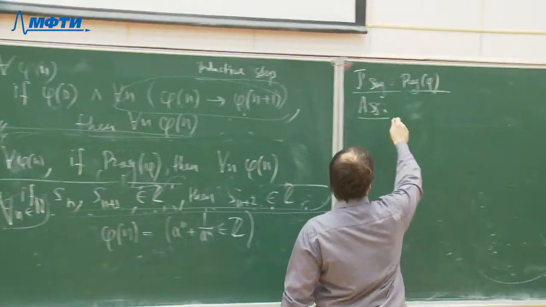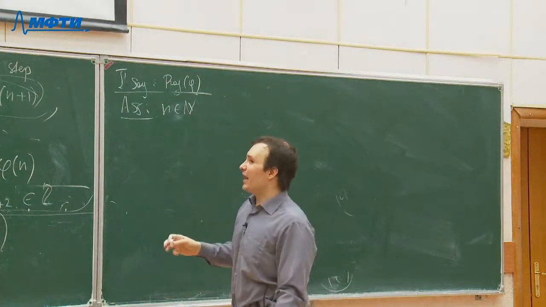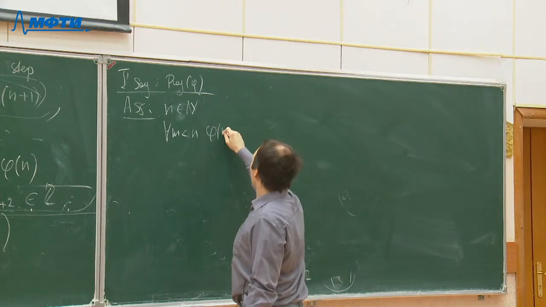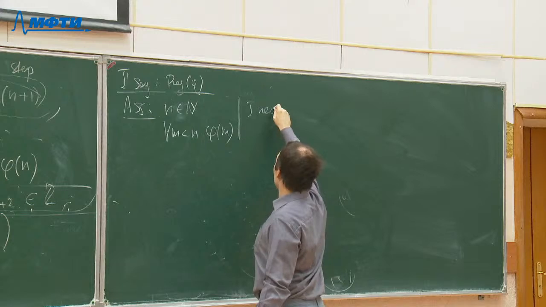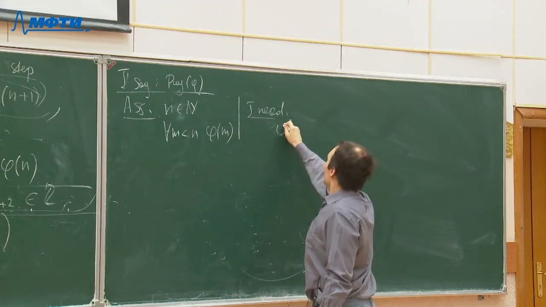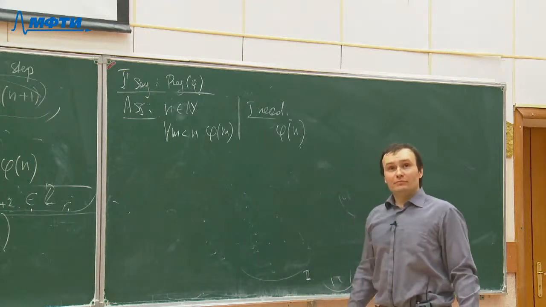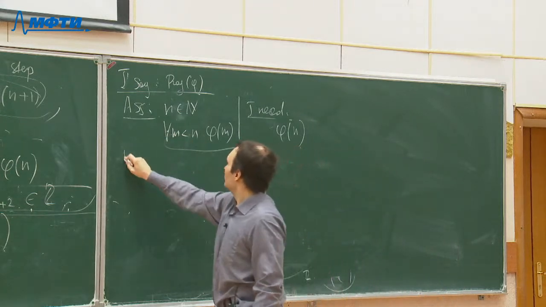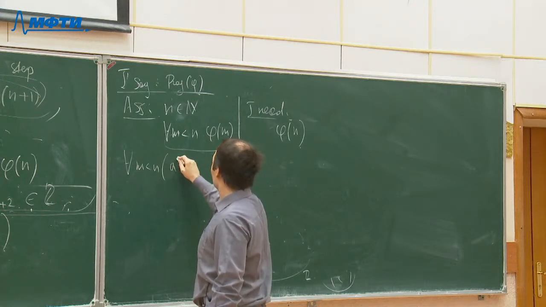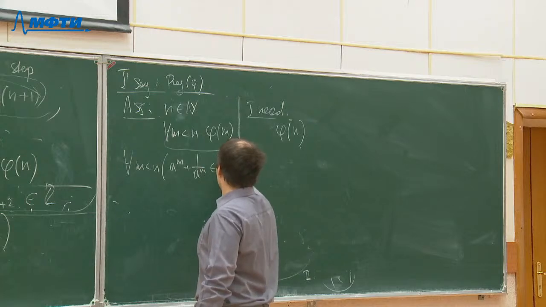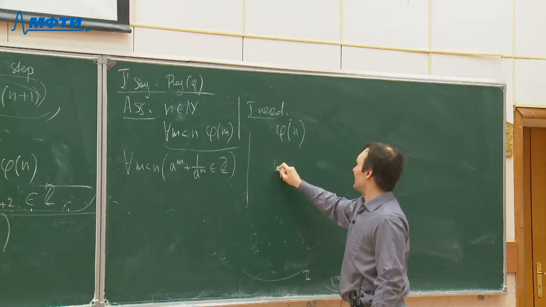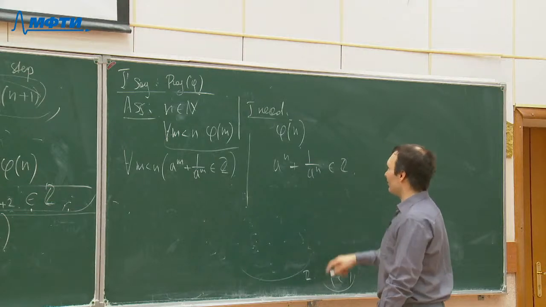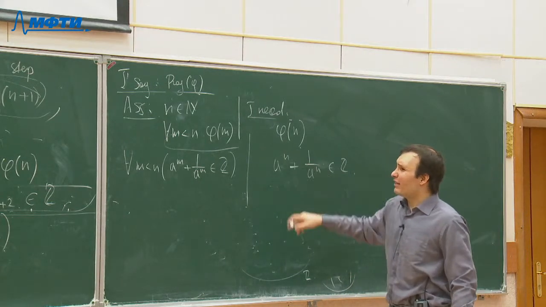Let's consider some arbitrary natural n and assume that for every less number, phi of m indeed holds. And I need phi of n. So I am given that this is integer, and I want that this one is integer as well. So this is some n.